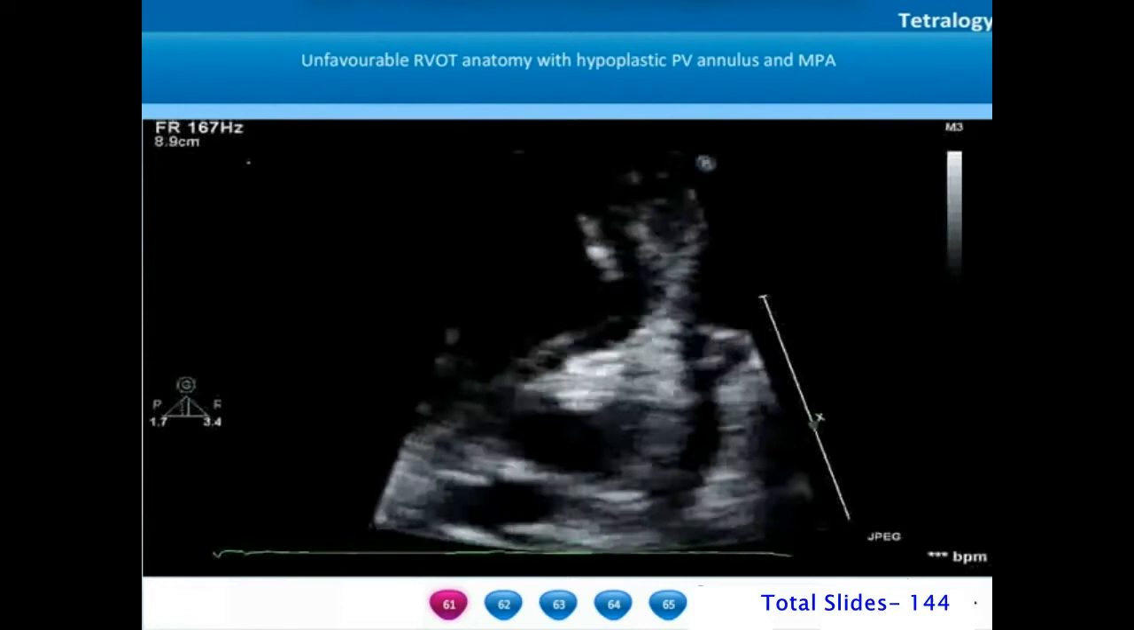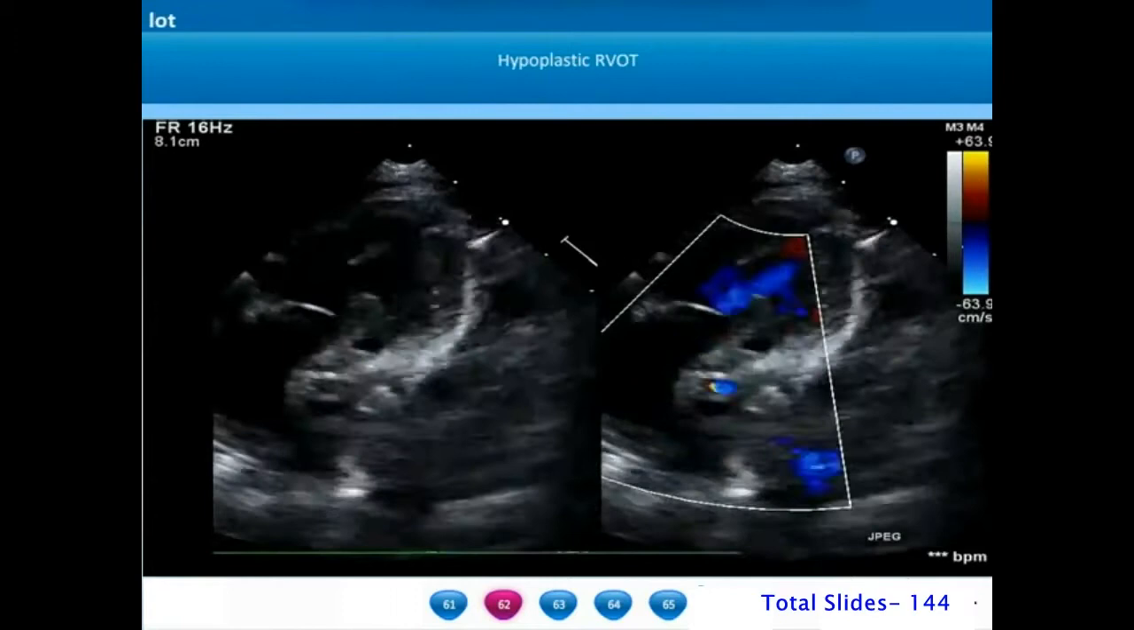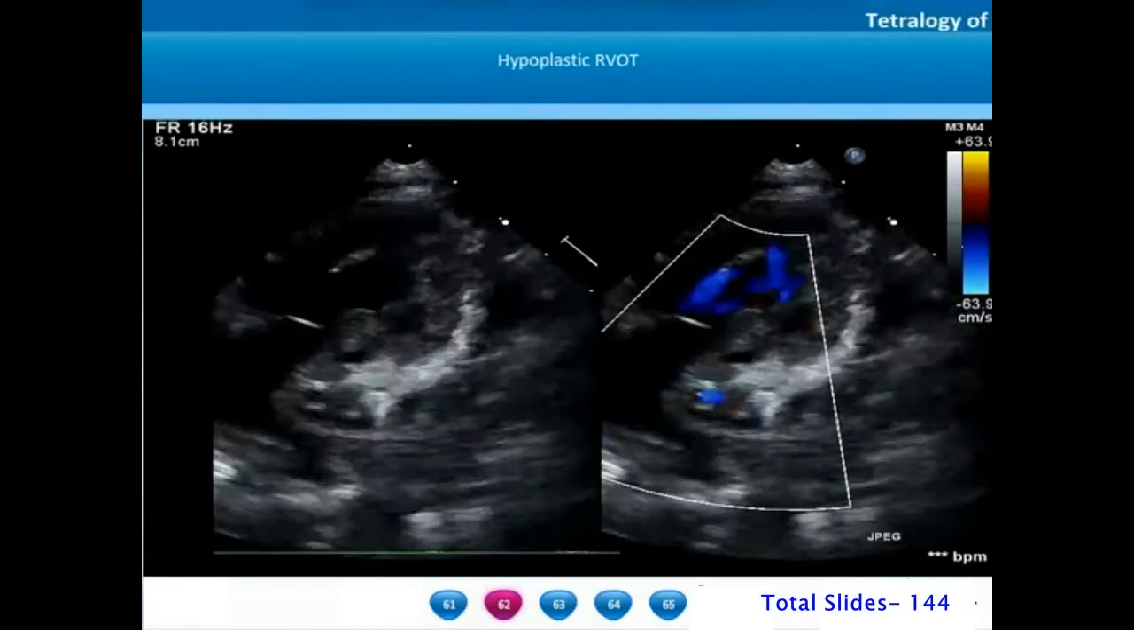The extreme forms of tetralogy of Fallot will have a very diffuse, severely hypoplastic right ventricular outflow tract, where there is a severe infundibular narrowing, small pulmonary annulus, valvar doming, and the entire main pulmonary artery and the branch pulmonary arteries will be underdeveloped.